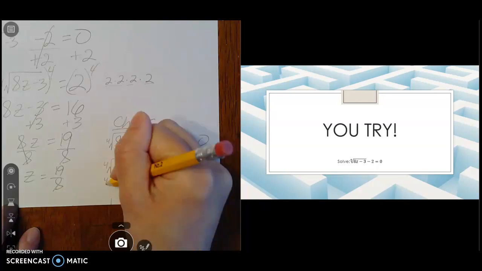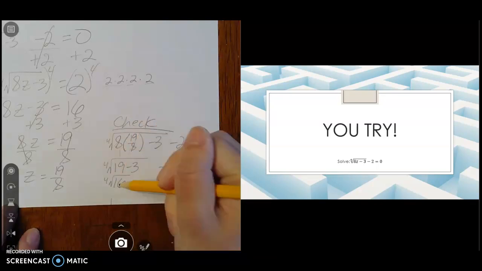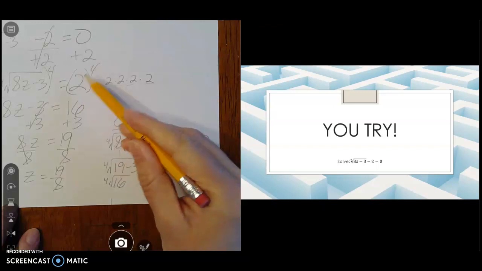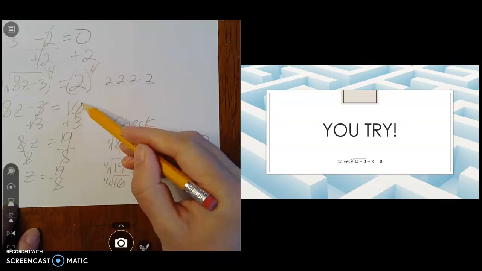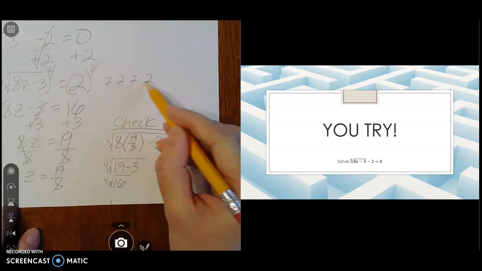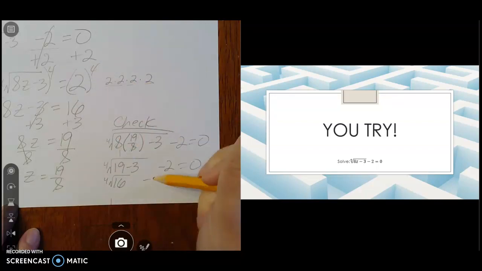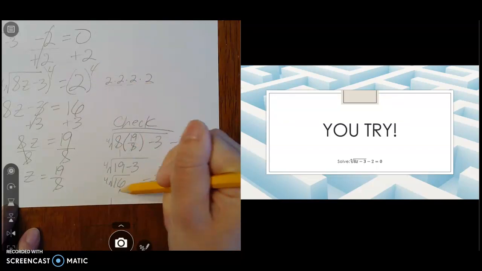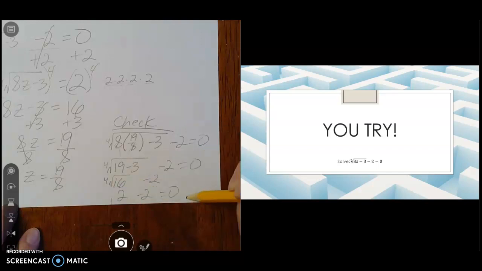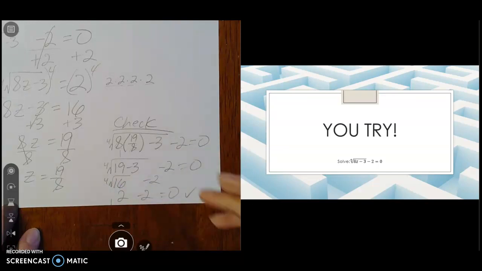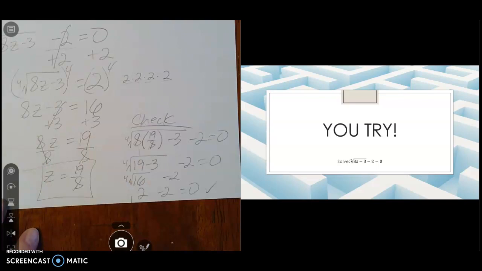19 minus 3 would be 16. And 16, we actually did this earlier. It was 2 to the fourth, wasn't it, to get 16? So 16 is going to be 4 2's multiplied together. So the fourth root of 16 is 2. And 2 minus 2 is 0. So that checks out. And z is actually 19 eighths.